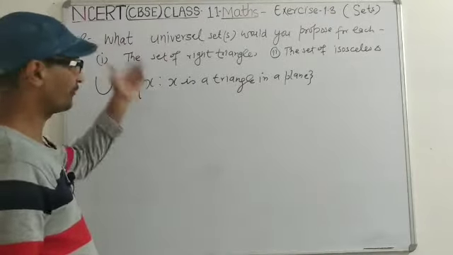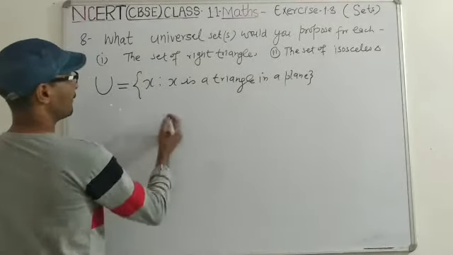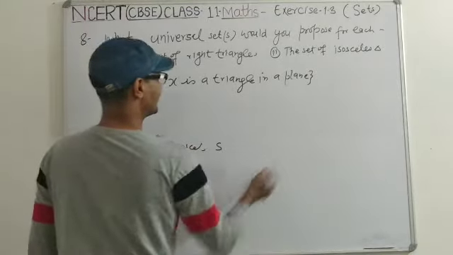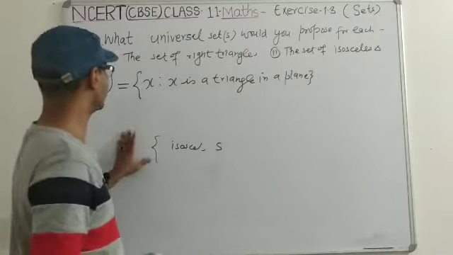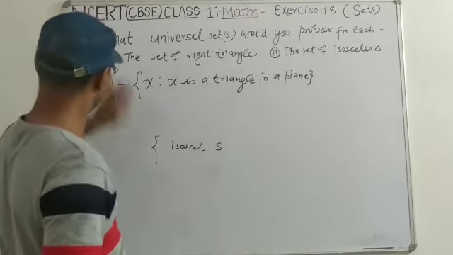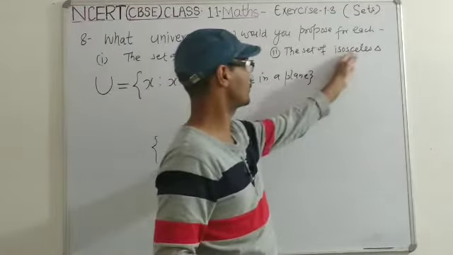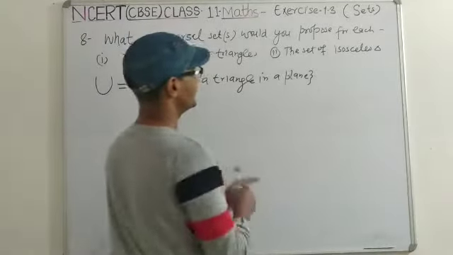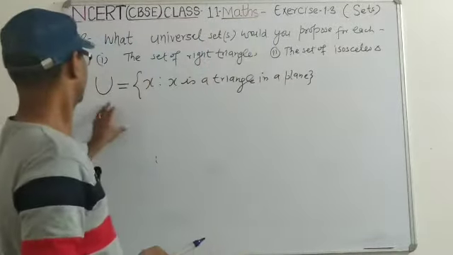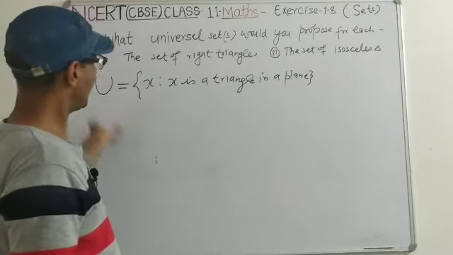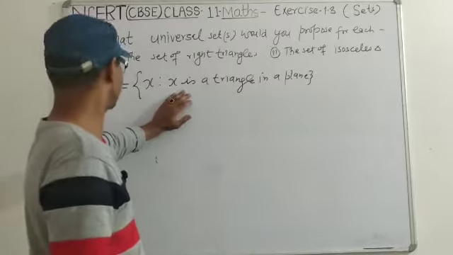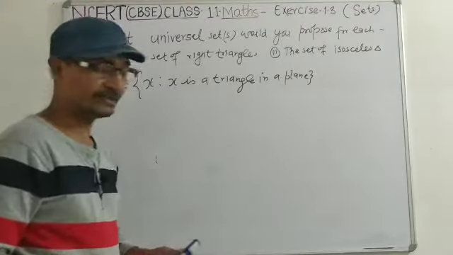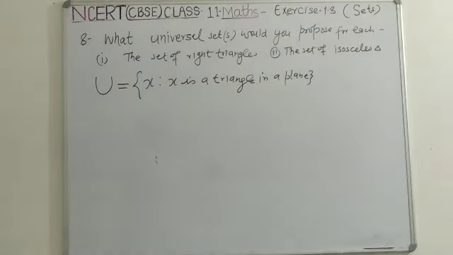Each and every type of triangles are given, like universal set. Here isosceles triangle, scalene triangle, right triangle, equilateral triangle, all types of triangles in a plane, that is universal set. From this universal set we can choose right triangle, we can choose isosceles triangle. And the answer of the second is the set of isosceles triangle, because in the universal set all types of triangles are given. So universal set written as x such that x is a triangle in a plane. So it is the answer of the first and second both.